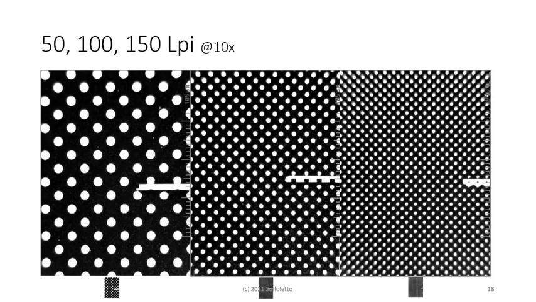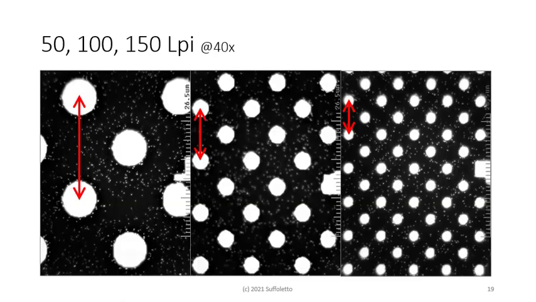Here's an example of a 50, 100, and 150 LPI at 10x magnification. These are actual photomicrographs or microphotographs of a film negative on a light table. You can see that as you increase the LPI, the dots get smaller and they get closer together. Here's the same illustration, but now at 40x. Again, as the LPI increases, the dots get smaller and they get closer together.